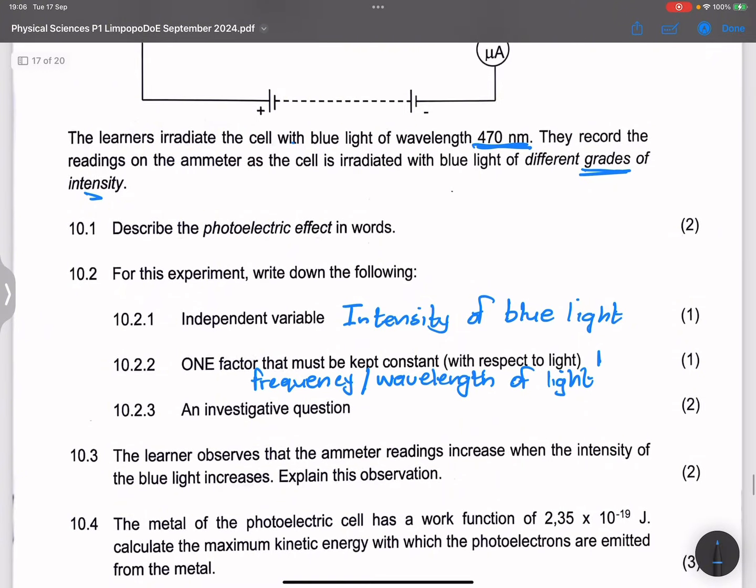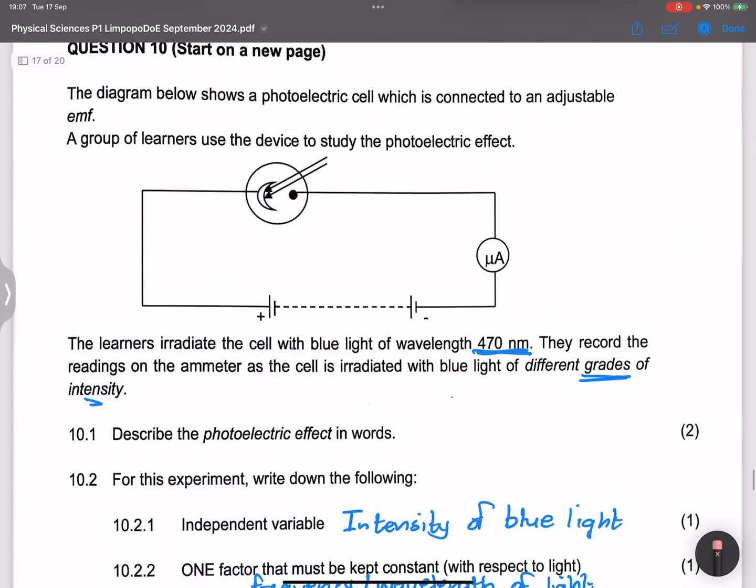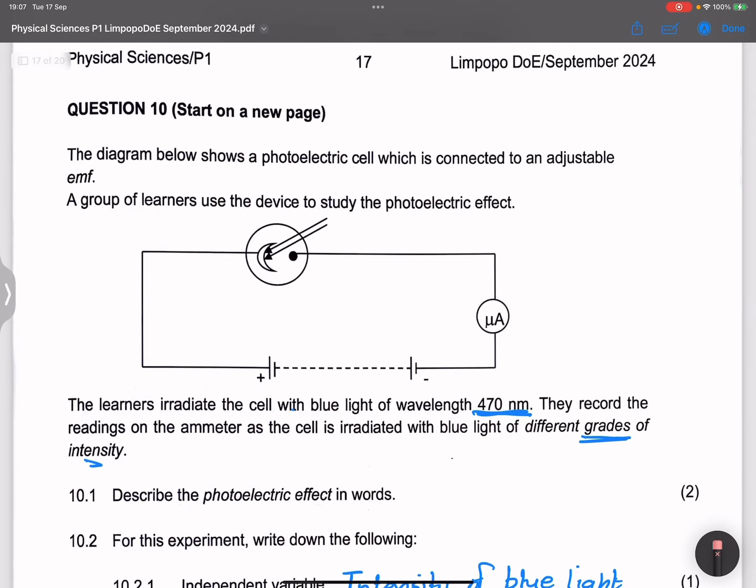Now they say to us an investigative question. Remember, guys, every time that we ask a question, it must be able to interrogate fully the relationship between the independent variable and the dependent variable. Now, in this case, what are we trying to do? We're trying to find out the effect of the different grades of intensity on the photoelectric effect.